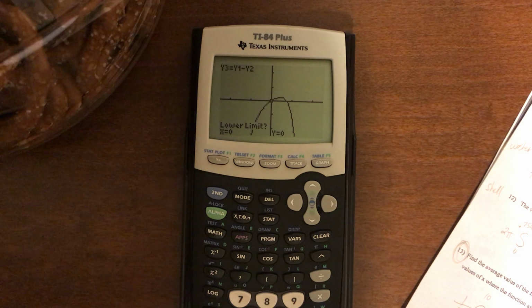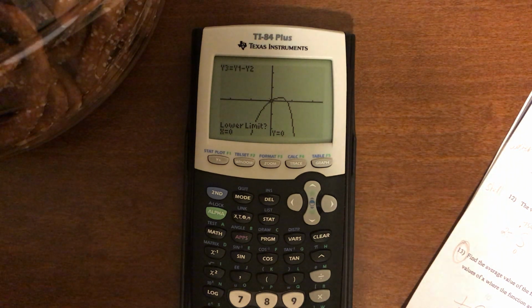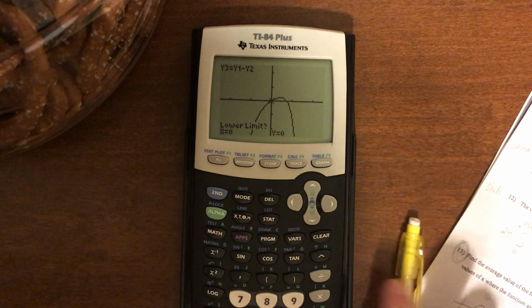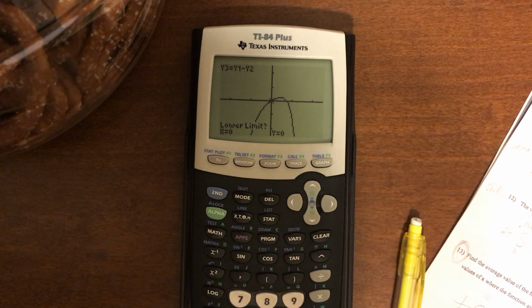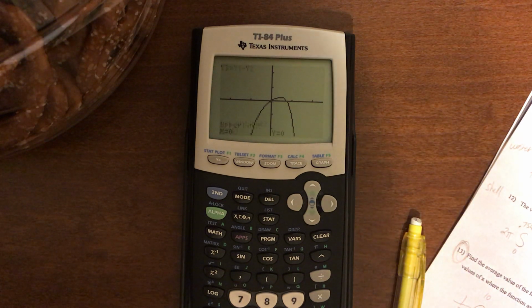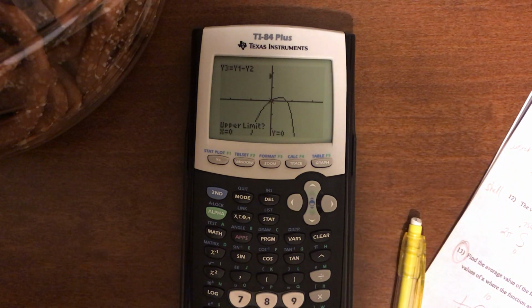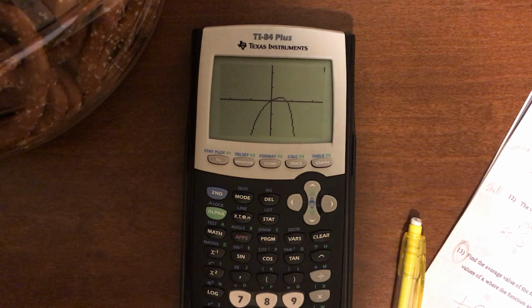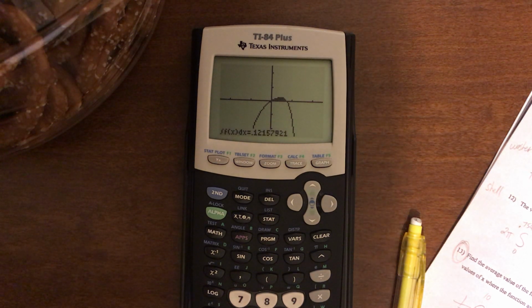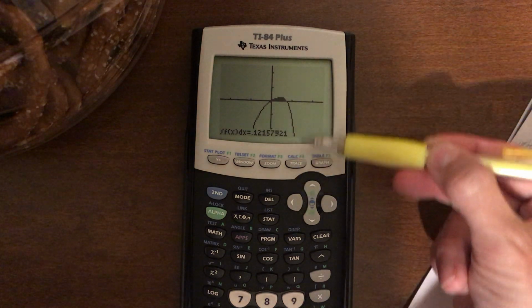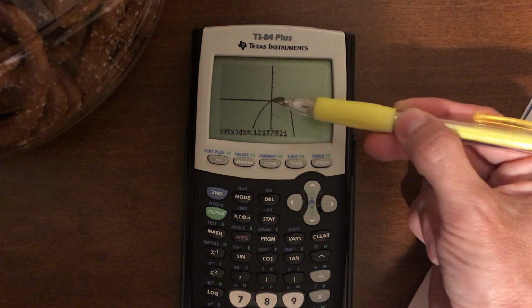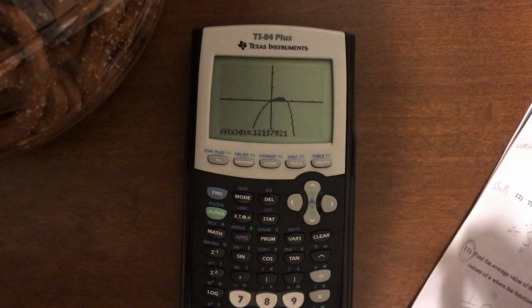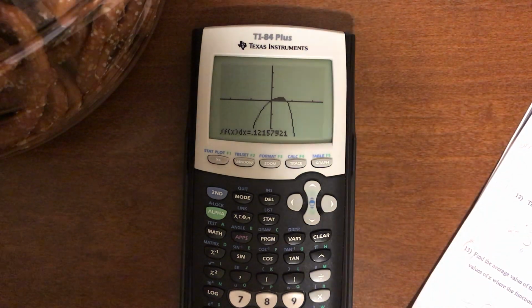It wants us to pick the lower limit and upper limit. Remember, the lower limit and upper limit are the two intersections. The first intersection was 0. The second intersection was 0.754878. And I'm going to push enter. You see how it shades it for you? We're finding the area in between those two curves. So this function represents the two curves being subtracted, and we're finding the area from 0 to 0.75, whatever.